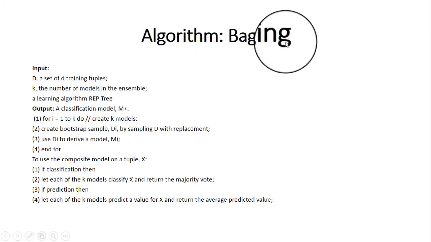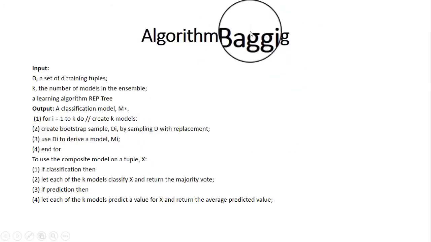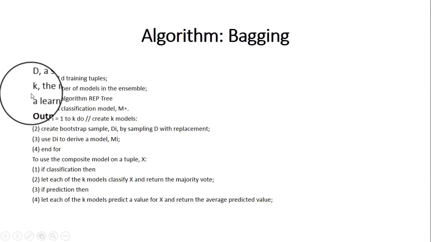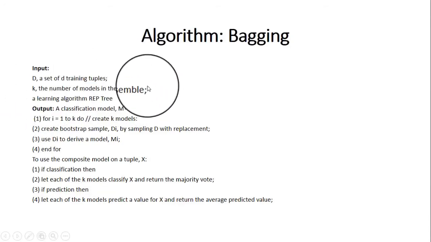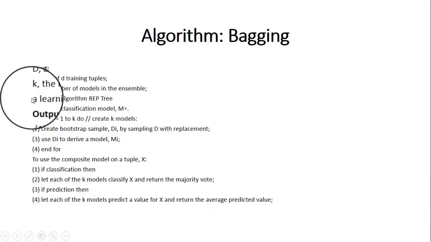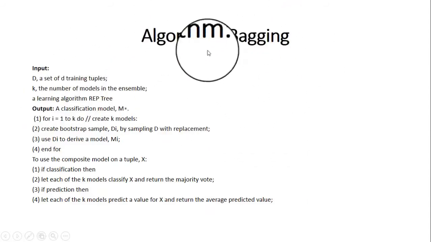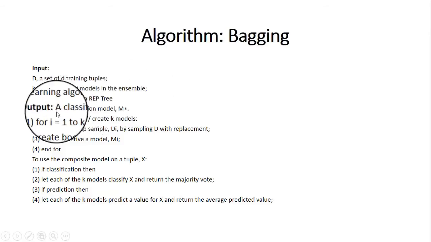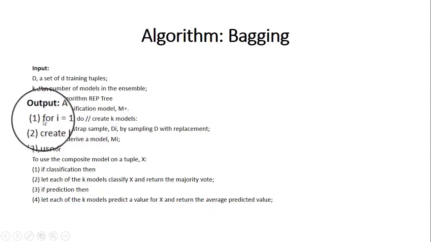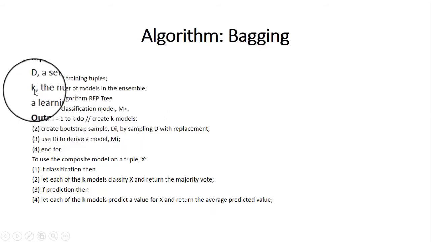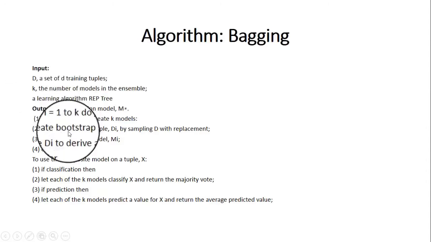Now, about the algorithmic steps for the bagging algorithm: firstly, we input the training data set. K is the number of models in the ensemble classifier. The learning algorithm that is going to be used in the bagging algorithm is REP tree. As an output, we will get a classification model. What it will do is create the K models. Here, K specifies the number of iterations.